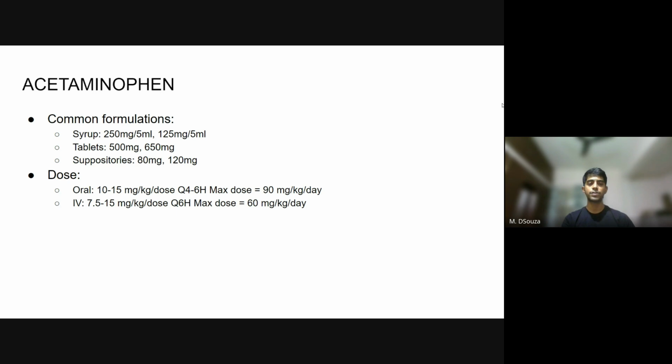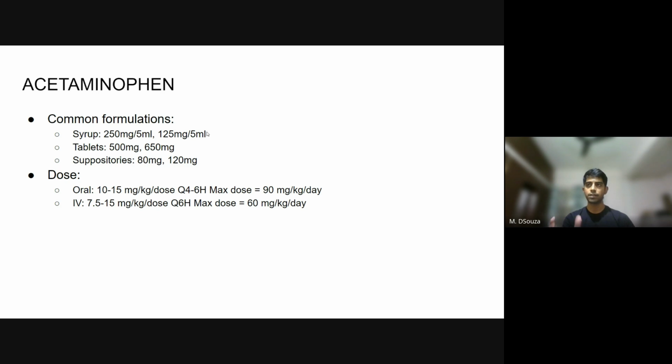And the general formulations that you have, and I've got an example to also show you how we calculated the doses, is we have a syrup of 250 mg per 5 ml. Now, what we've written over here, 250 mg per 5 ml and 125 mg per 5 ml, is what we call the strength of a syrup.